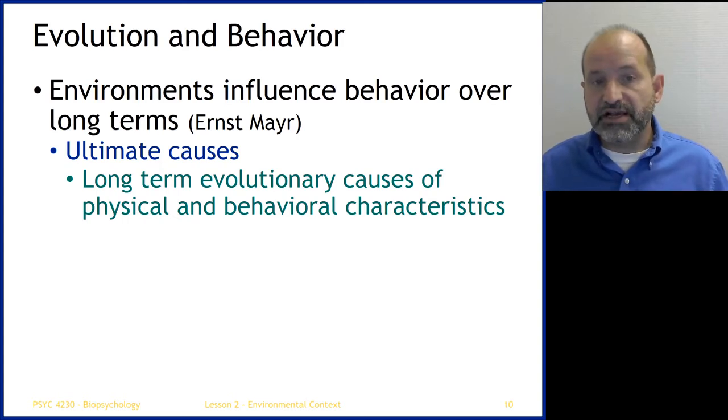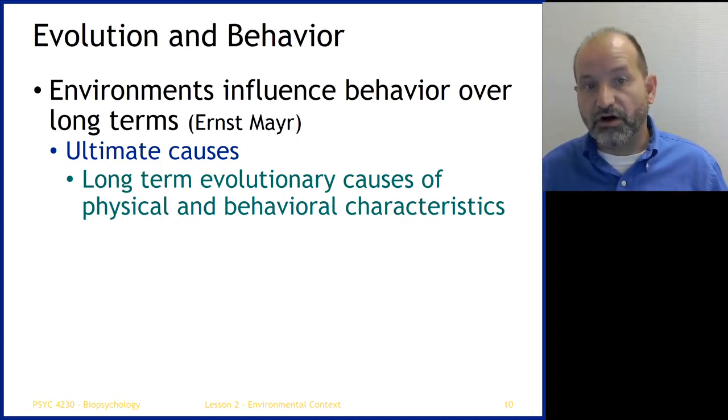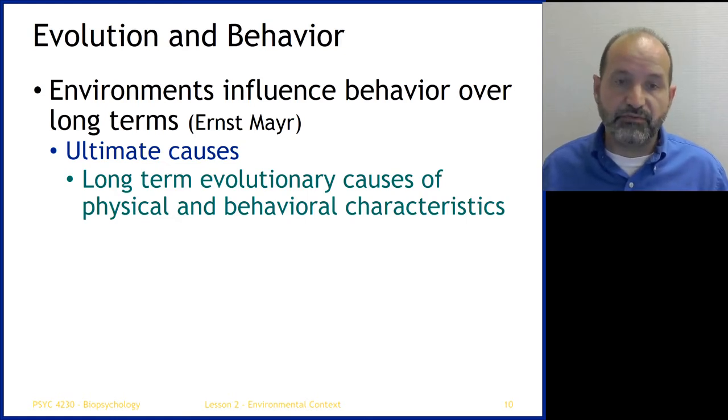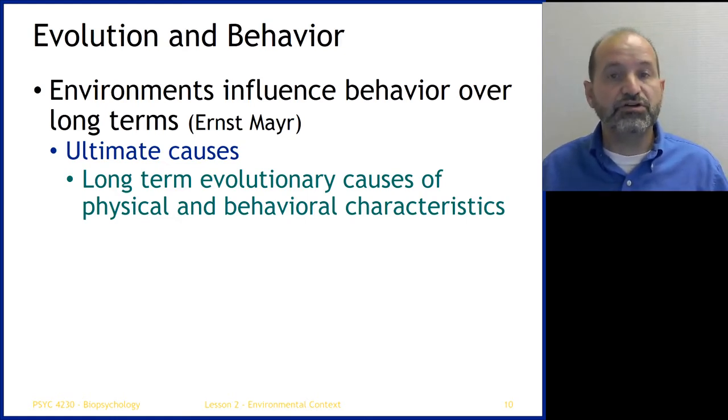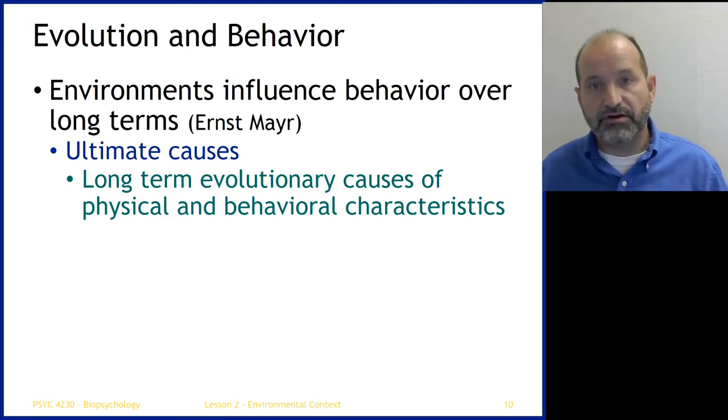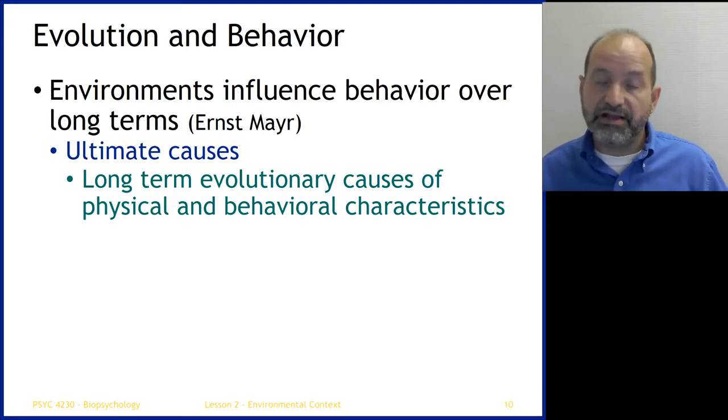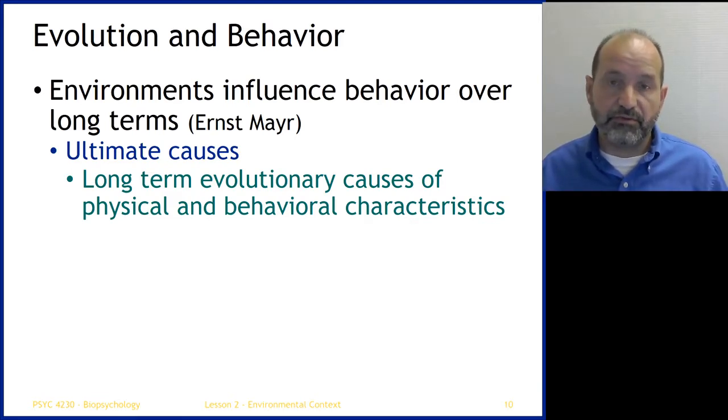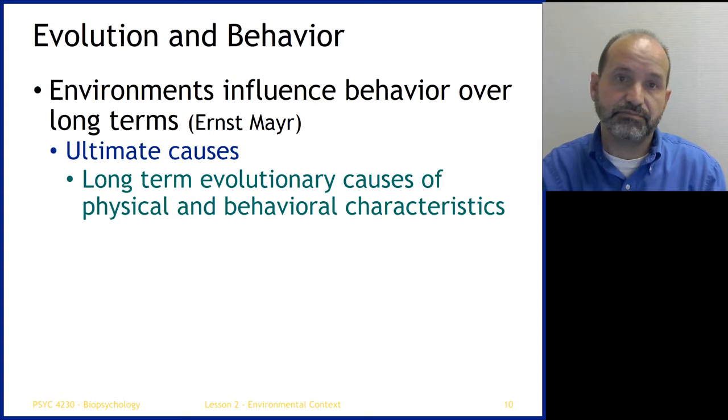This leads to the idea of what Ernst Mayr called ultimate causes of behavior. From an evolutionary perspective, we're going to look at what are the long-term evolutionary causes of the physical and behavioral characteristics. And that's something that we're going to consider at different points for different kinds of behavior that we'll analyze in this course.